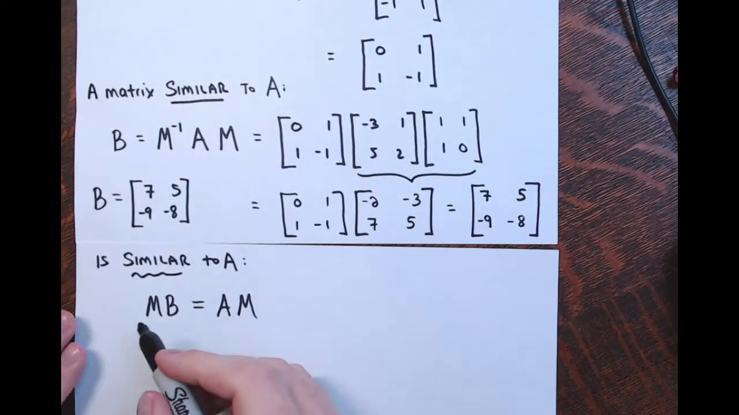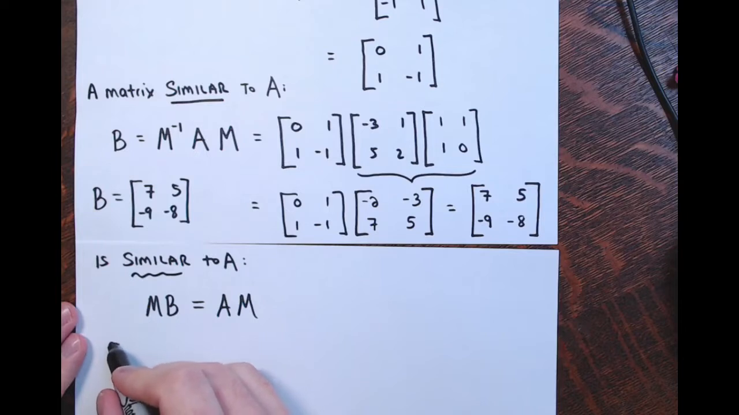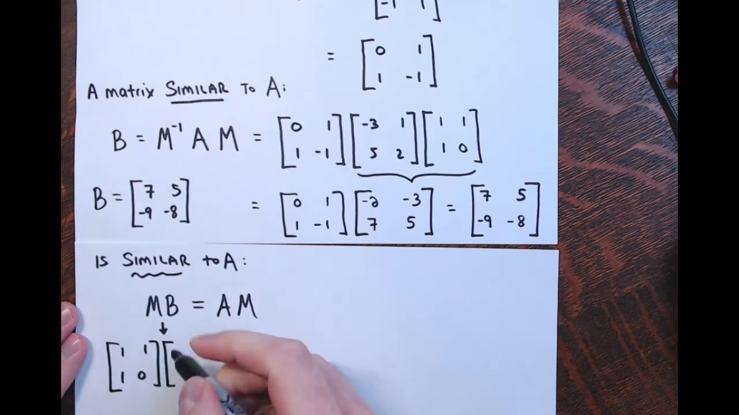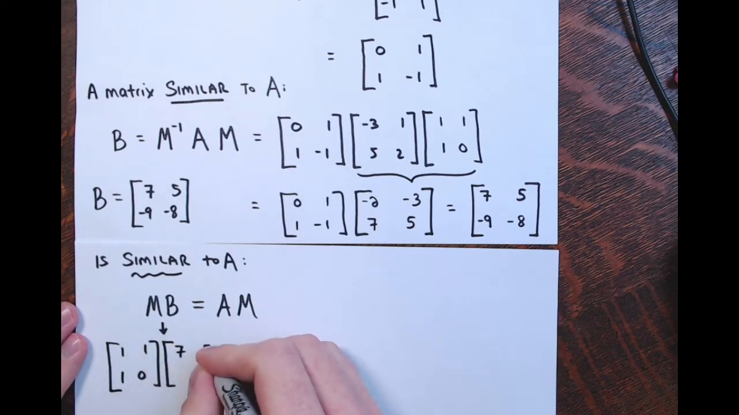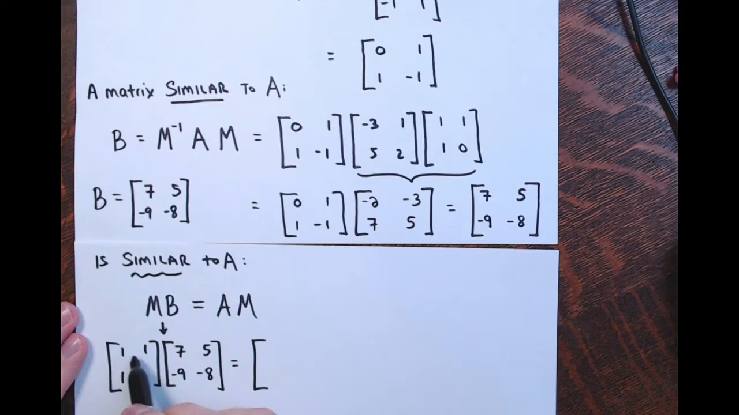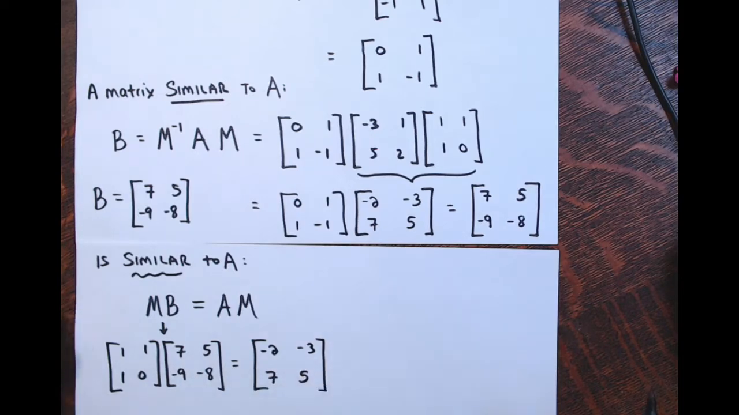And we could test this, make sure that this is actually happening. All right, so M, let's take M times B here. And that'll give me what? 7 plus negative 9 is negative 2, and then 5 plus negative 8 is negative 3. And then 7 plus 0, 5 plus 0. So that's M times B.